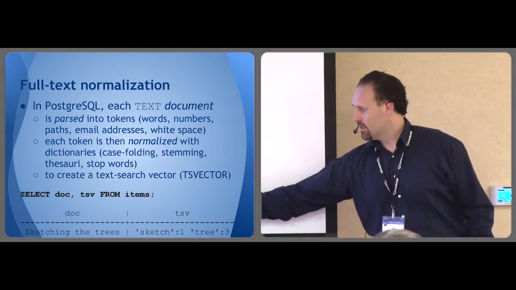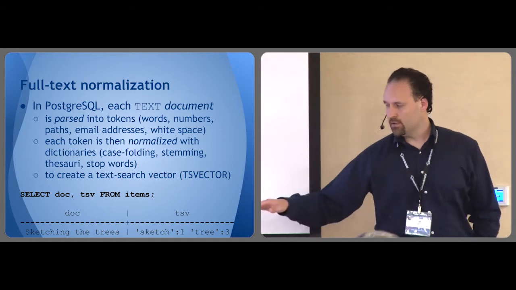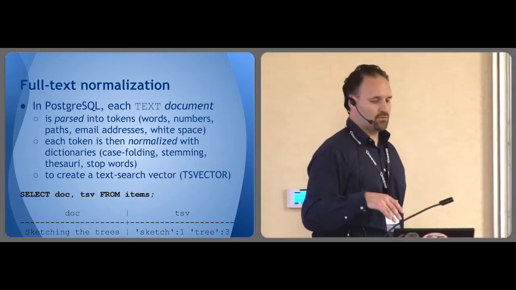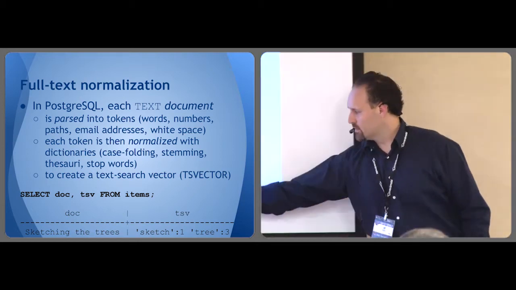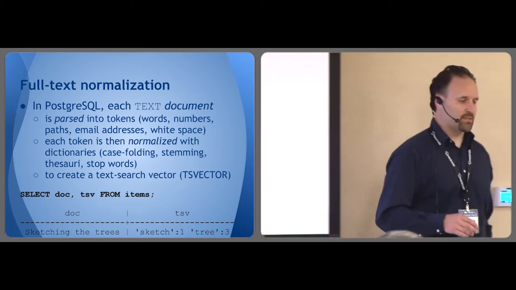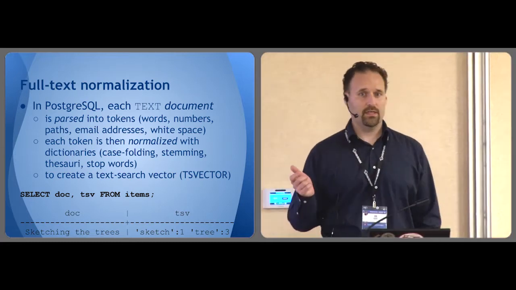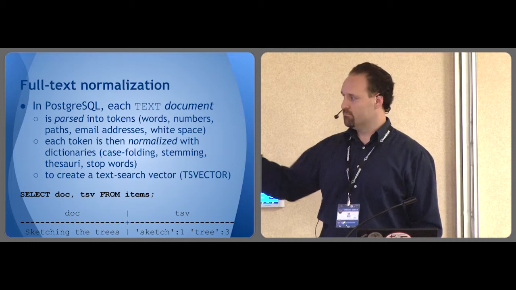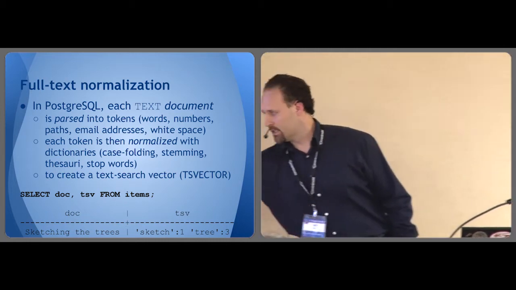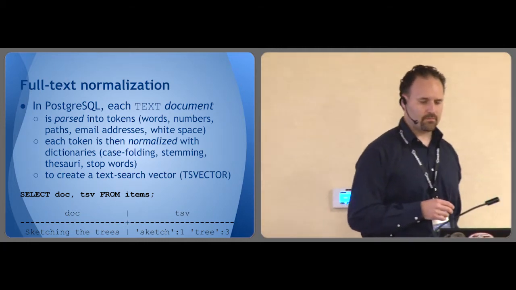As you can imagine, we have sketch and tree. They're all lowercase. They've had their suffixes stripped off, and you see the positions appearing after them. So 1 and 3 are the positions that they occurred in the string. The stop word "the" has been stripped out. If there are multiple instances of tree, then you'd see multiple numbers indicating their position within the document.